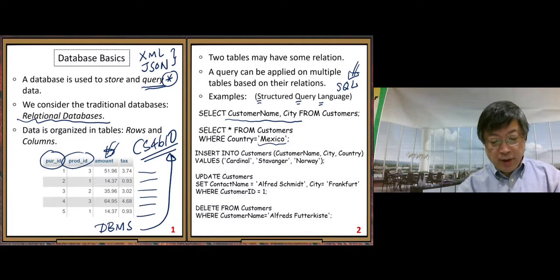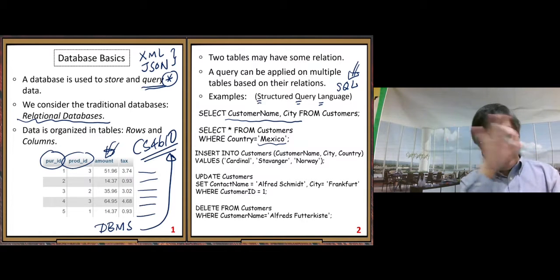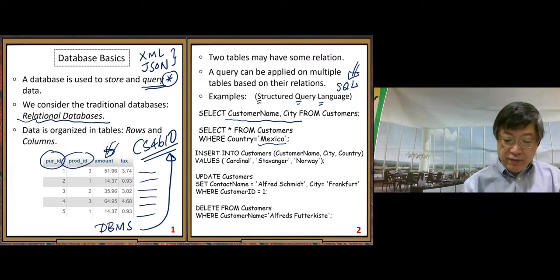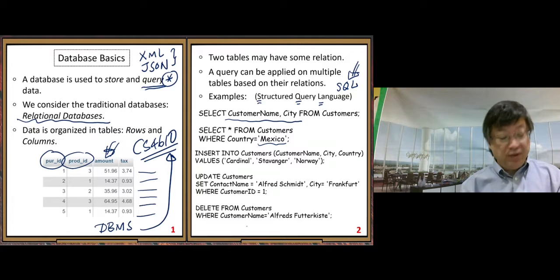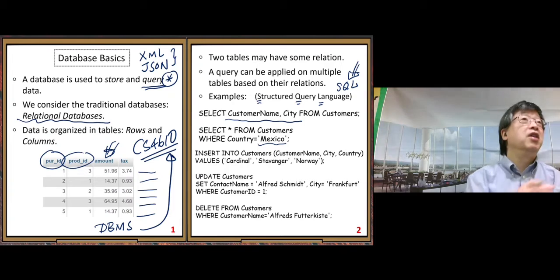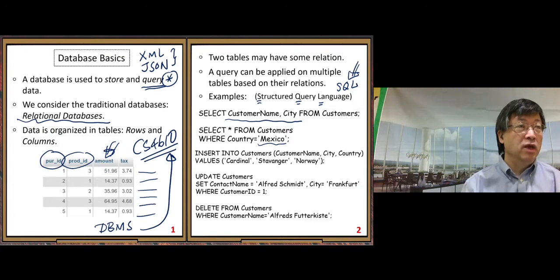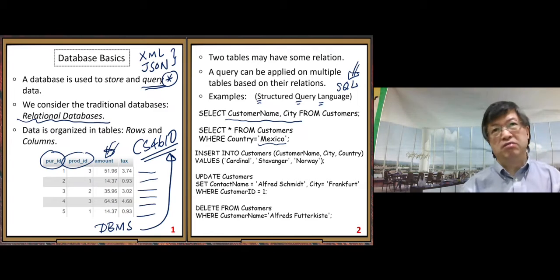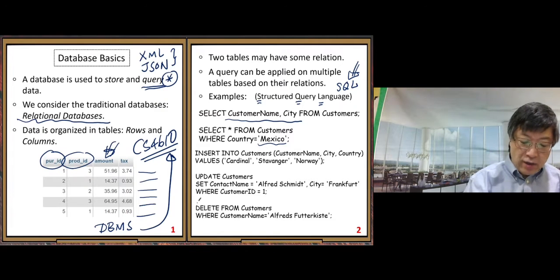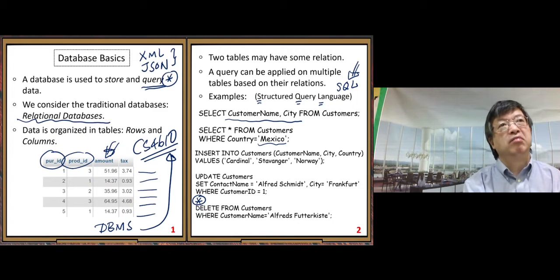The last one, delete. Sometimes we want to delete some rows, right? So you delete from that table, but you want to specify conditions. Otherwise, you delete the whole table. If you do not specify a condition, you delete the whole table. So that is very dangerous. This delete statement is very dangerous.